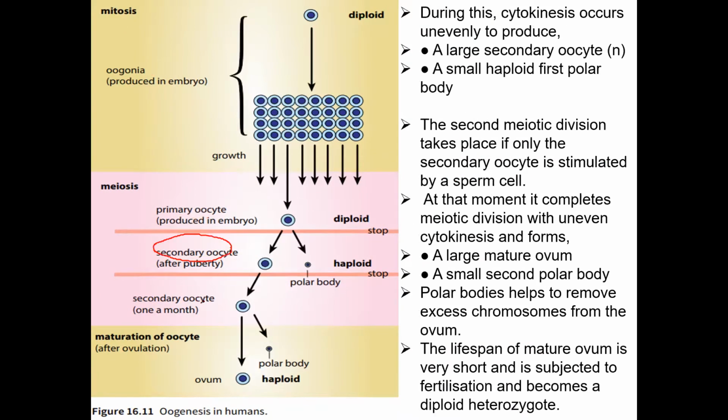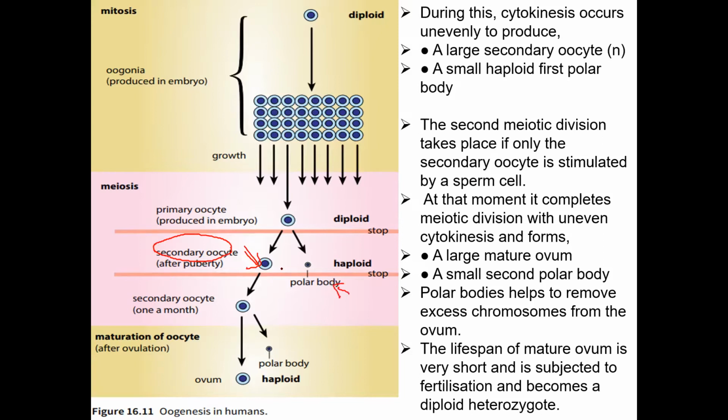All right then. Now, as I was saying, cytokinesis unevenly takes place, right? So we have this large secondary oocyte, which is now haploid, because the first meiotic division is completed. And we have this small polar body, which is known as the first polar body.